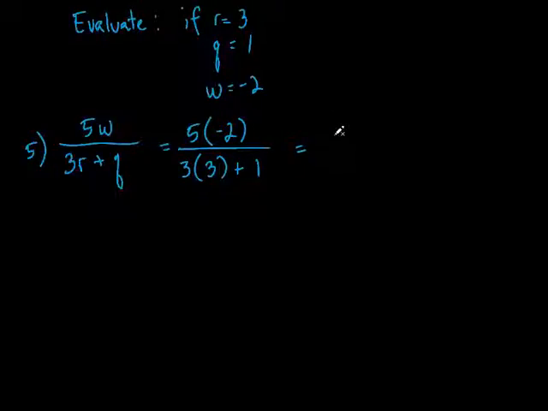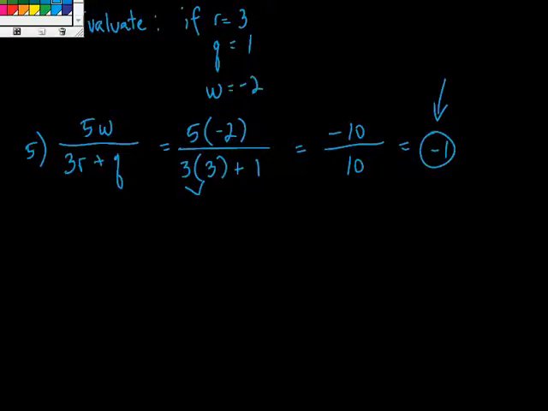So here we go. We've got negative 10 on the top. And on the bottom, we can do this in our head. 3 times 3 is 9, plus 1 is 10. Now, you're not going to leave it like this. Do not leave it like this. You must simplify. And when you simplify, that's just a negative 1. And that's the only acceptable answer right there, negative 1. That's it. It's your only acceptable answer. Does that make sense?